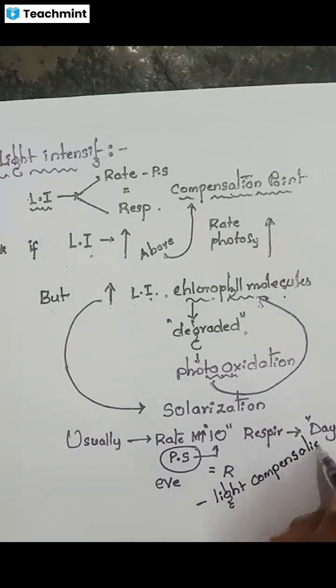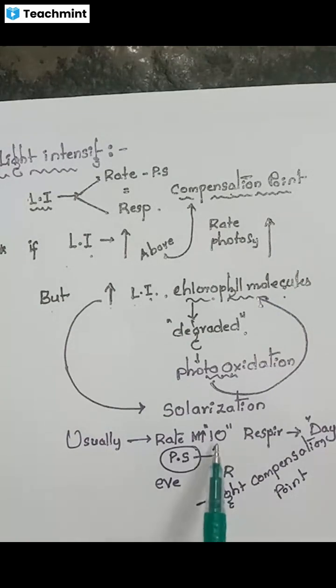Compensation point. So clear. Usually the rate of photosynthesis is 10 times more than respiration during daytime. But in the evening, at the one point where the rate of photosynthesis is equal to the rate of respiration, it is called the light compensation point.